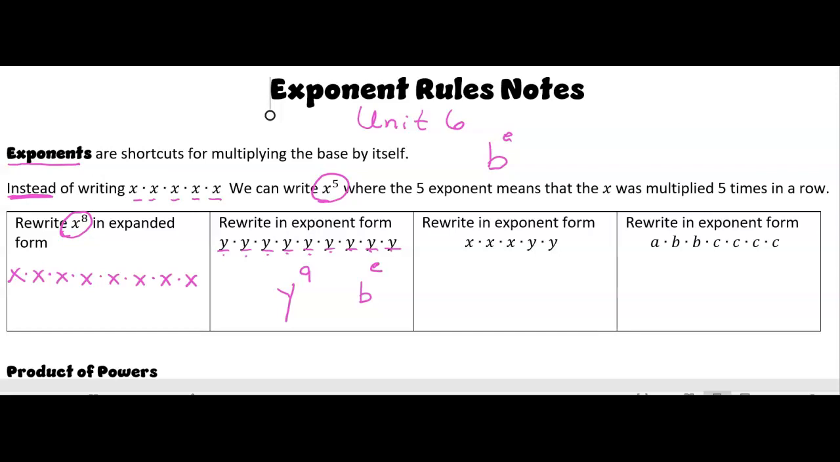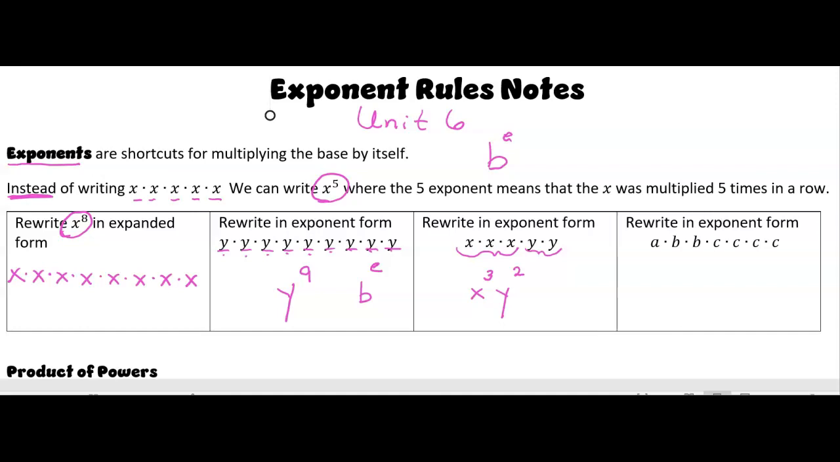And the next one, it says rewrite in exponent form. So we have x times x times x. That's x times itself 3 times, so that would be x to the third power. Then we have times y times y. We have 2 y's, so that would be y to the second power. Also, we would say y cubed x squared. When you cube something, that means you take it times itself 3 times. When you square something, you take it times itself 2 times.